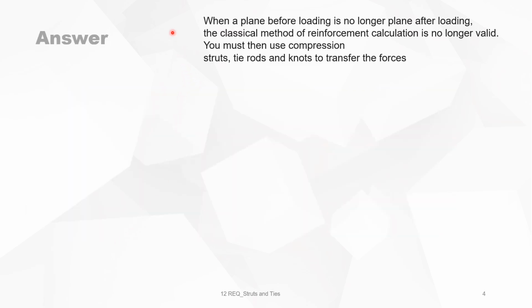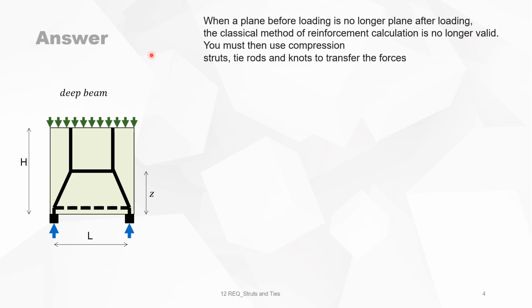To answer the first part of the question, when a plane before loading is no longer a plane after loading, it means that you are in a D region and not in a B Bernoulli region. The classical method of reinforcement calculations is no longer valid, so you must then use compression struts, tie rods, and knots to transfer the forces.